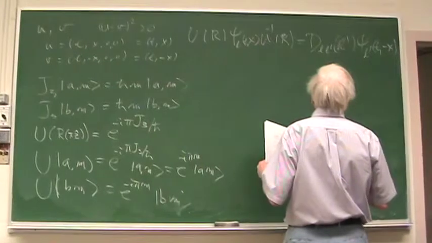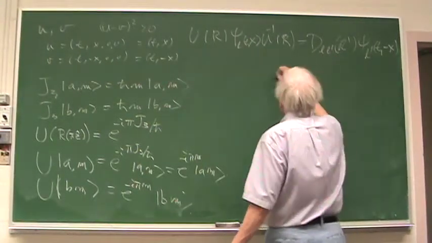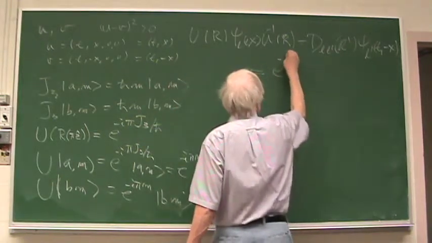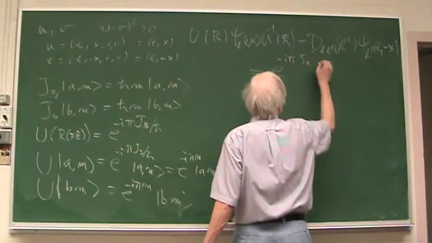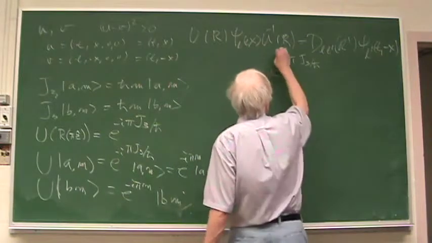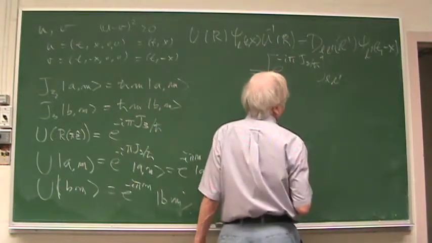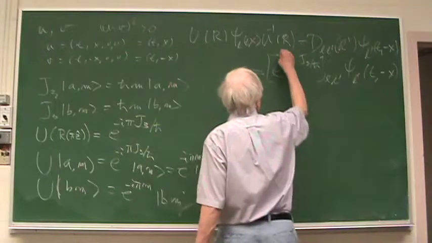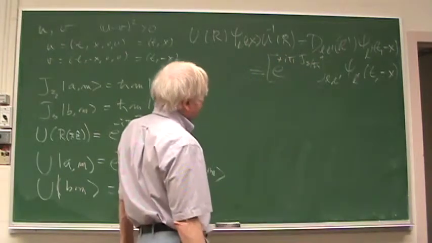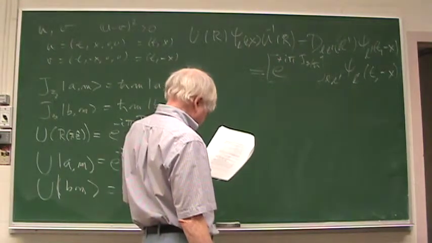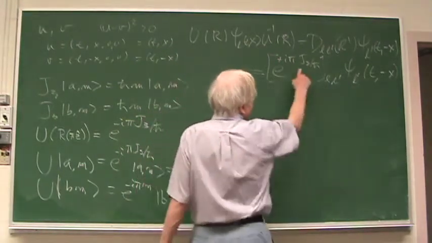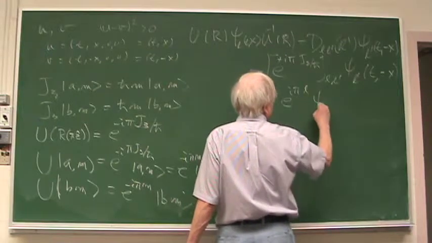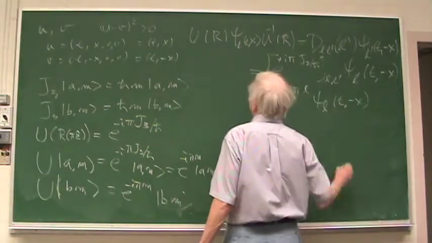And what is this thing? Well, once again, it is going to be e to the minus i pi J3 over h bar, this thing, so to speak, D^L prime, psi L prime of (T, minus X). Actually, it's R inverse, so it's actually a plus. And so, I wonder if I had, yeah, I had that right. Now, J3, though, is diagonal, and so this is just e to the i pi L psi L of (T, minus X).